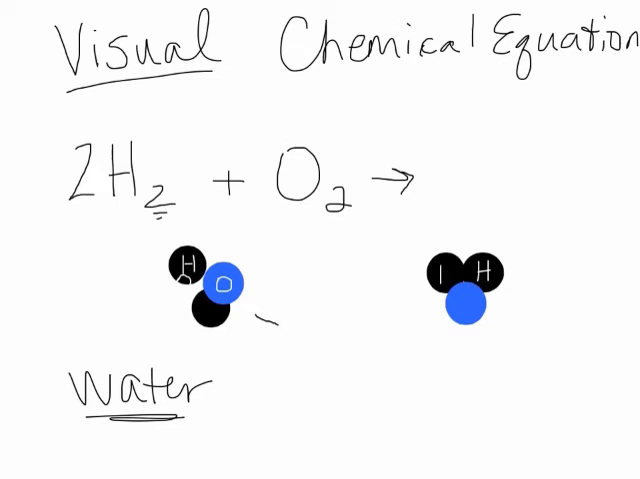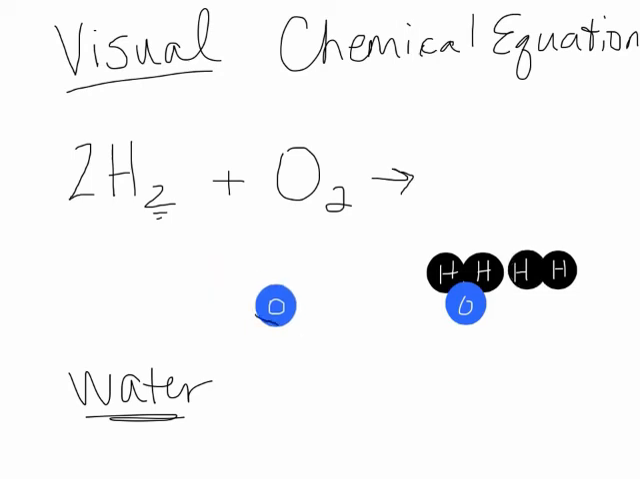Let me add my symbols back on here. Now I've got 1 water molecule. Do I have enough left over here to make another one? Looks like I do. I've got an H, I've got another H, and I've got an oxygen. Let me move this over just a little bit here. Okay, so how many water molecules do I have? I have 2. 1, 2.